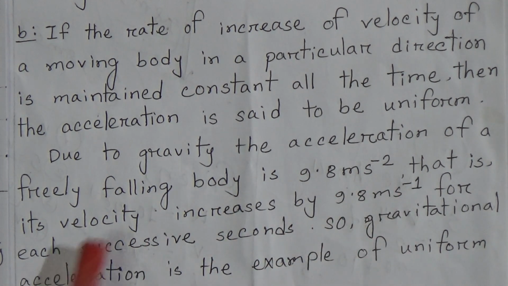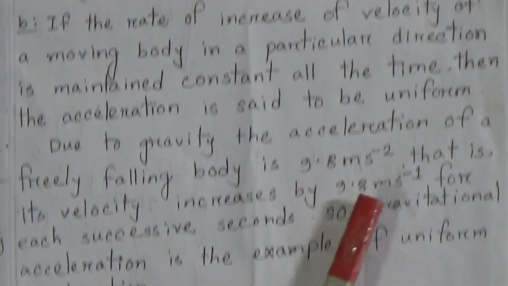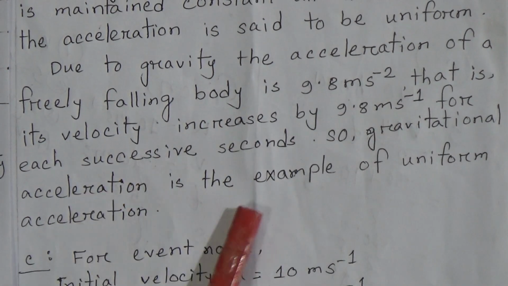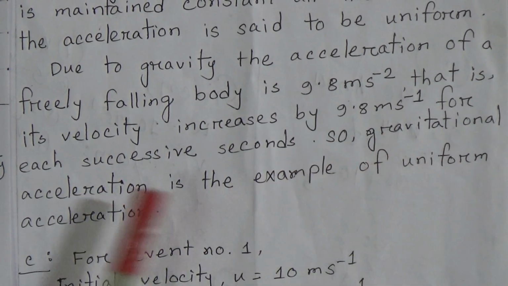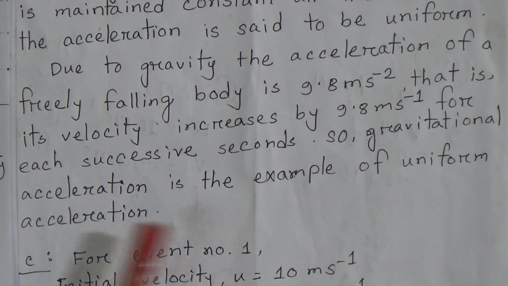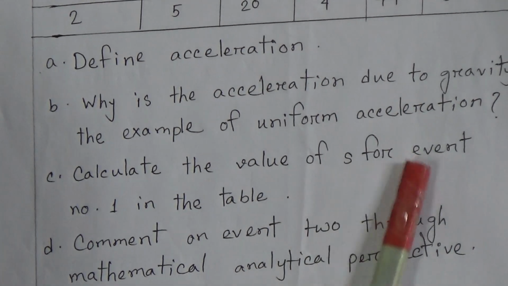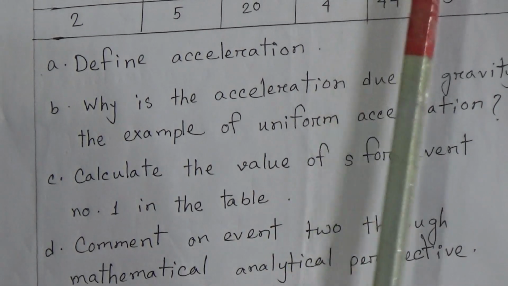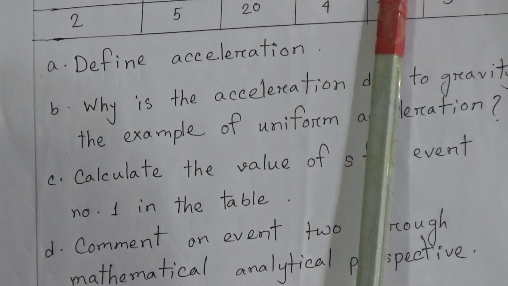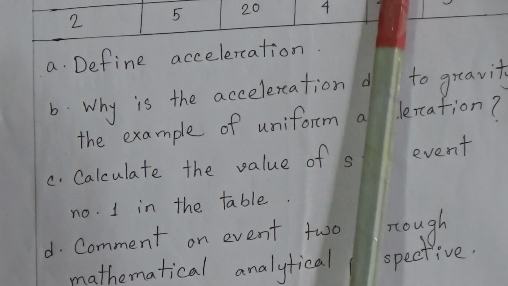That means its velocity increases by 9.8 meters per second for each successive second. So gravitational acceleration is an example of uniform acceleration. Now come to question number C. Calculate the value of s for event number 1 in the table. For event number 1, we have to calculate the value of distance.